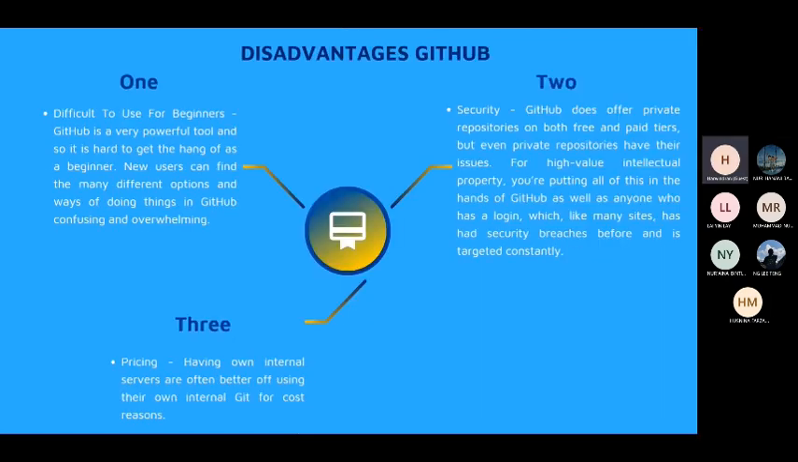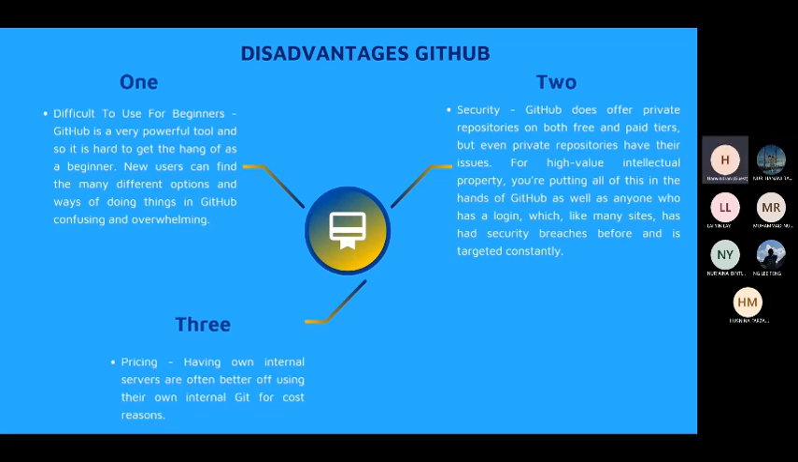Disadvantages of GitHub. The first one: it is difficult to use for beginners. GitHub is a very powerful tool, so it is hard to get the hang of as a beginner. New users can find the many different options and ways of doing things in GitHub confusing and overwhelming. So for first-time users, GitHub can be a bit difficult to use.